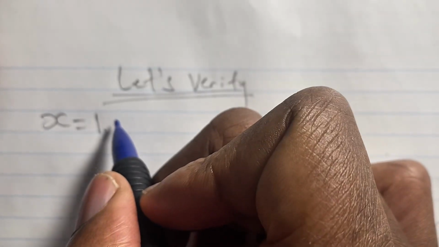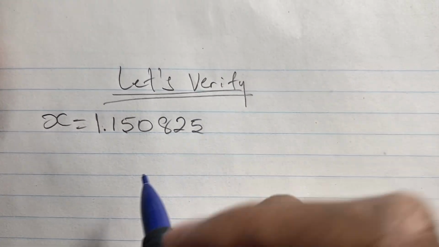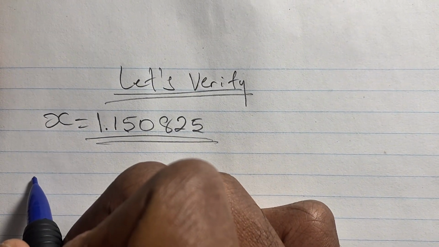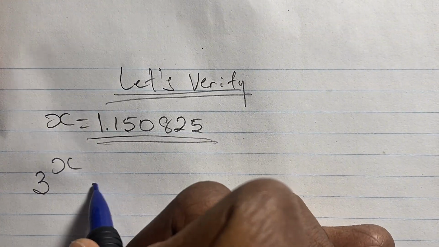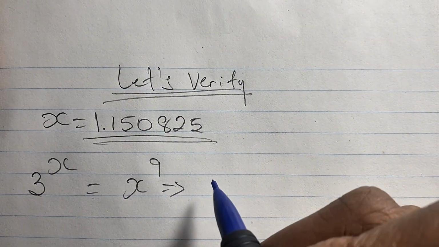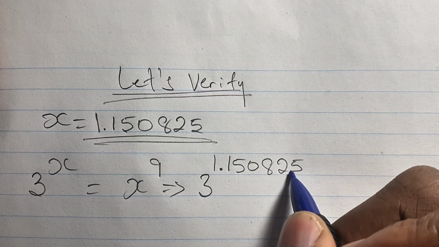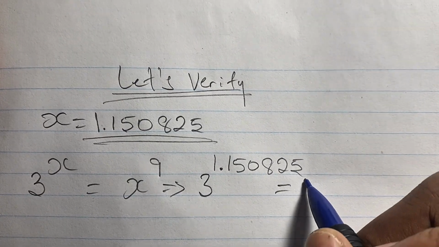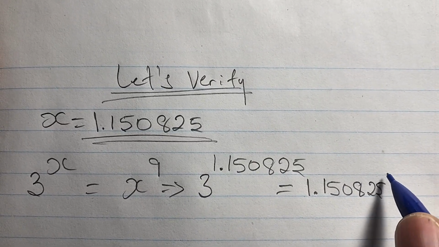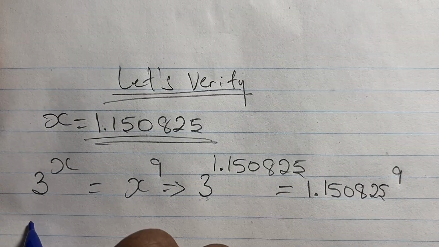So we said previously that x is equal to 1.150825, and that's up to 6 decimal places. And our original equation was that we have 3 to the power of x equals x to the power of 9. Since we know the value of x, we'll substitute x for this value. So we'll have 3 to the power of 1.150825, and we will say that this is equal to 1.150825 to the power of 9. So we'll start by having 3 raised to the power of 1.150825.